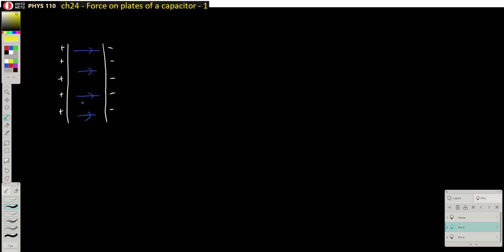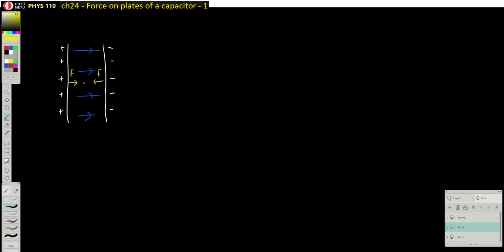We basically have this kind of situation in here. We have a positive plate and a negative plate. So we know that this is basically Coulomb's law, at least the qualitative form of Coulomb's law. Unlike charges attract each other. As a result, I expect that these two plates are pulling each other. So there's a force applied in here.